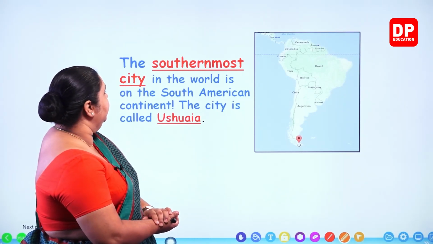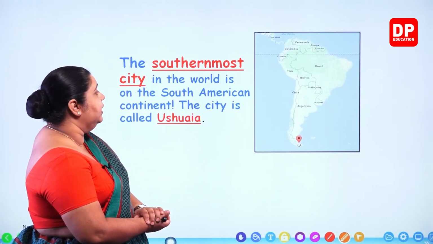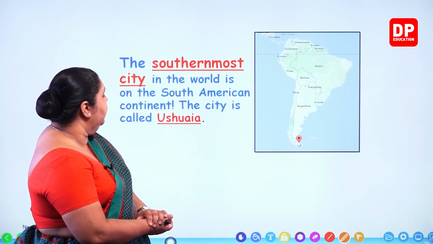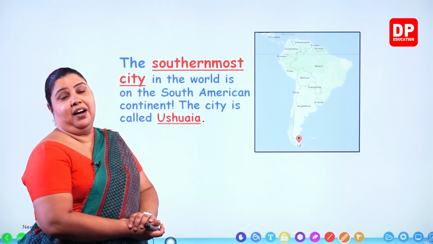The southernmost city in the world is on the South American continent. The city is called Ushuaia.